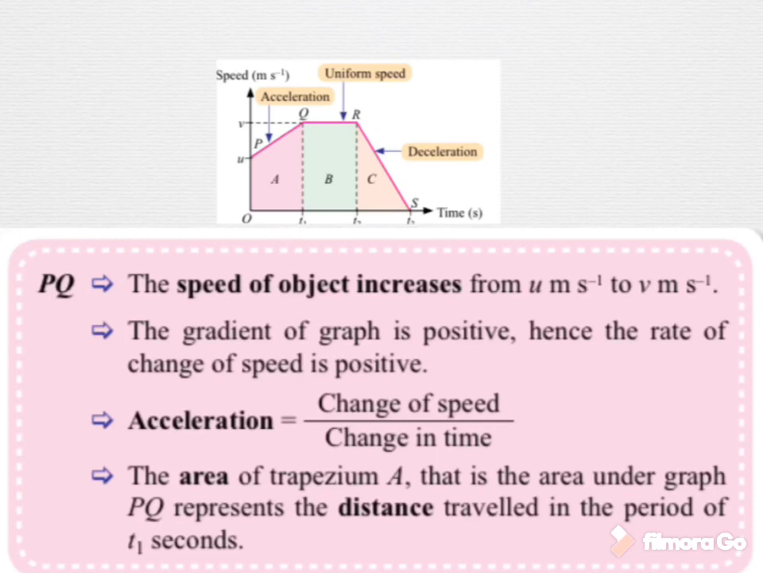This means that the gradient of the line represents acceleration, and the area of trapezium A, that is the area under the graph PQ, represents the distance traveled in the period of t1 second.